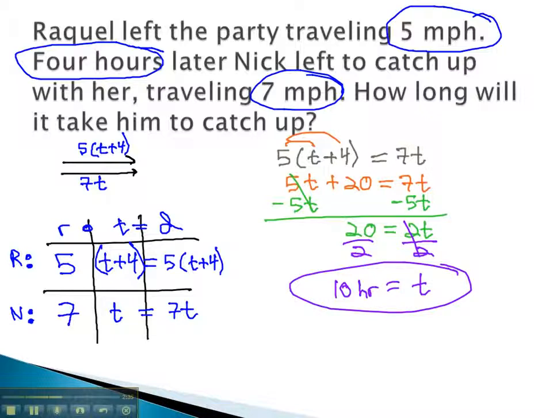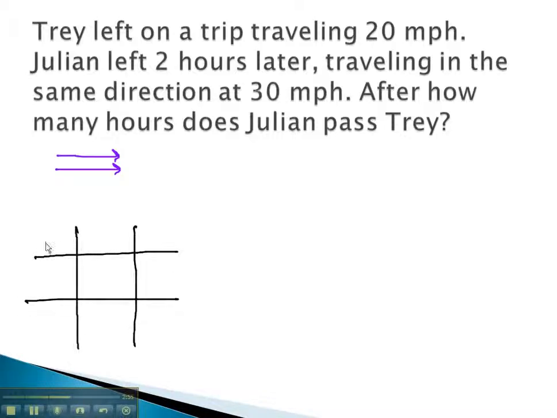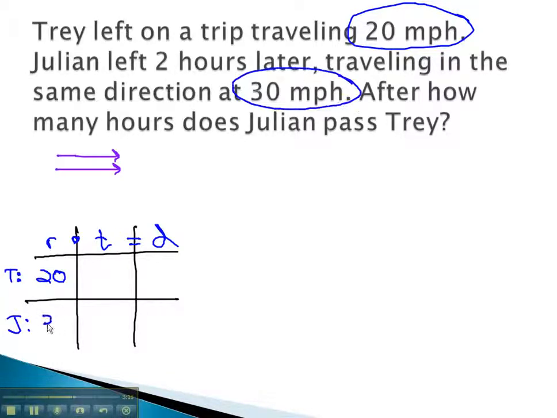Let's try another example where we see one person trying to catch up with the other. In this problem, Trey leaves on a trip. Julian leaves later and drives until she catches up to pass him. Let's organize our information again in a table. We know that rate times time equals a distance. For Trey, his rate is 20 miles per hour. For Julian, her rate, or speed, is 30 miles per hour.